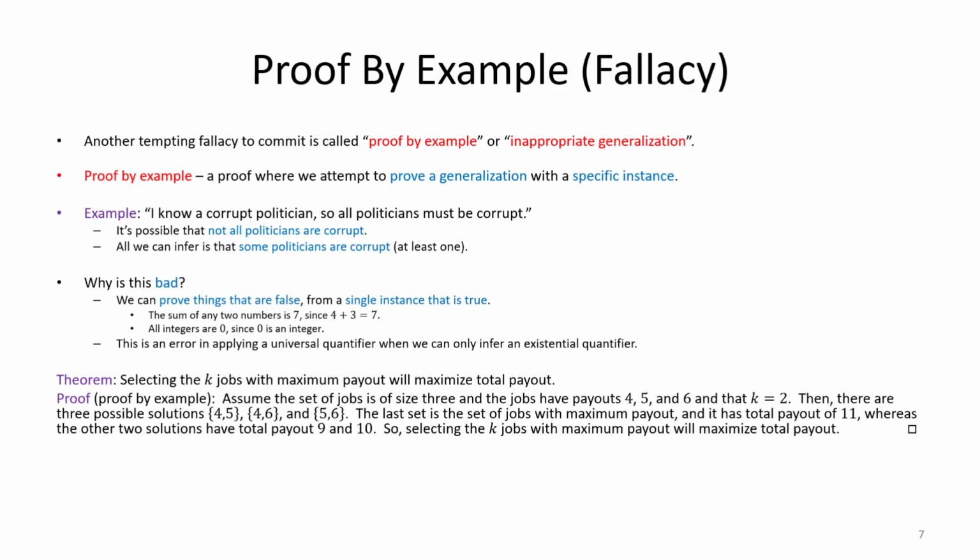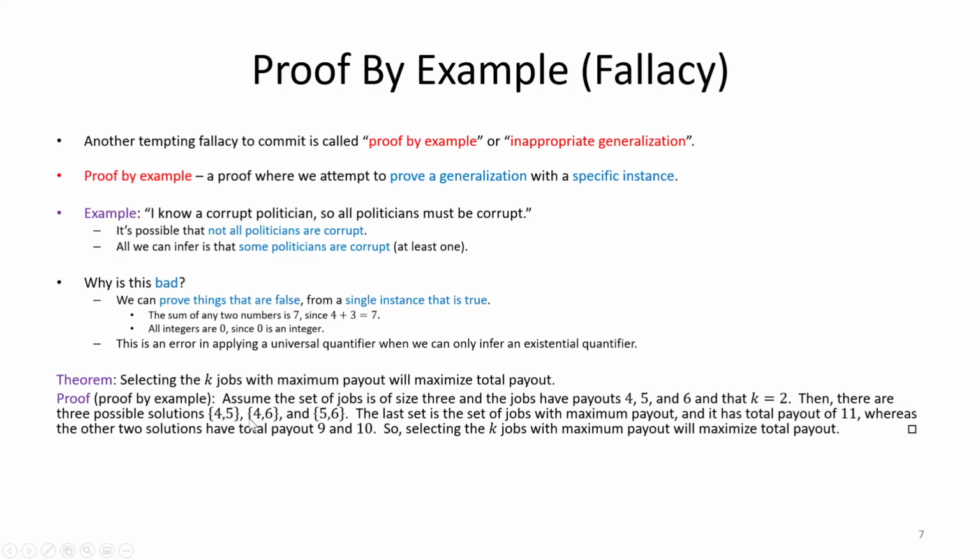Well, again, I've got my theorem set up here. Here's where we say, look, I don't want to do the general part. I don't want to assume I have any input. I just want to say, assume I have this input. Assume the jobs that I have pay out $4, $5, and $6, and that I'm only allowed to pick 2 of them. Then look at all the possible solutions.